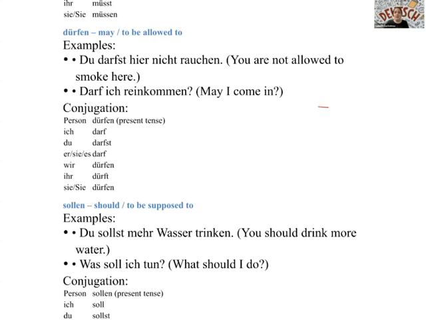If you have to ask somebody, may I come in? It's asking for permission. Darf ich reinkommen? Like other verbs, yes, we again have the conjugation. Ich darf, du darfst, sie es darf. Wir dürfen, ihr dürft, sie dürfen.